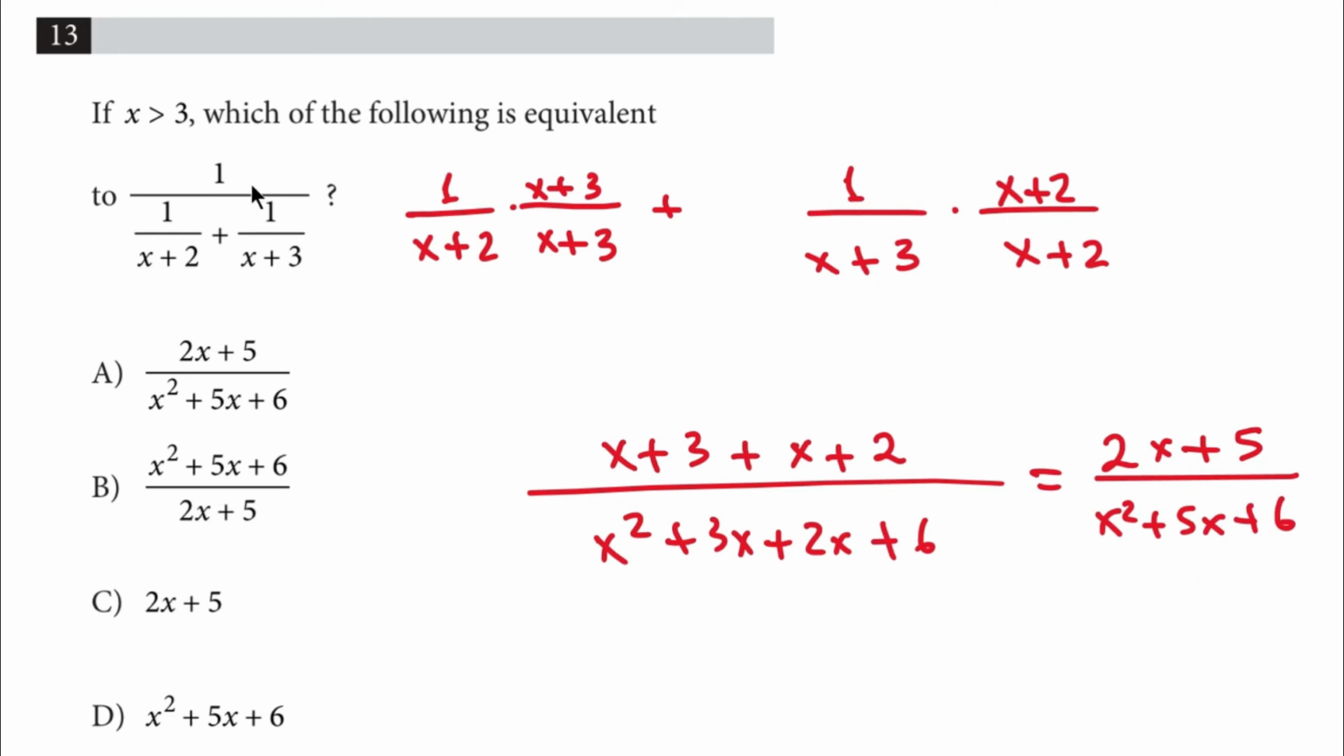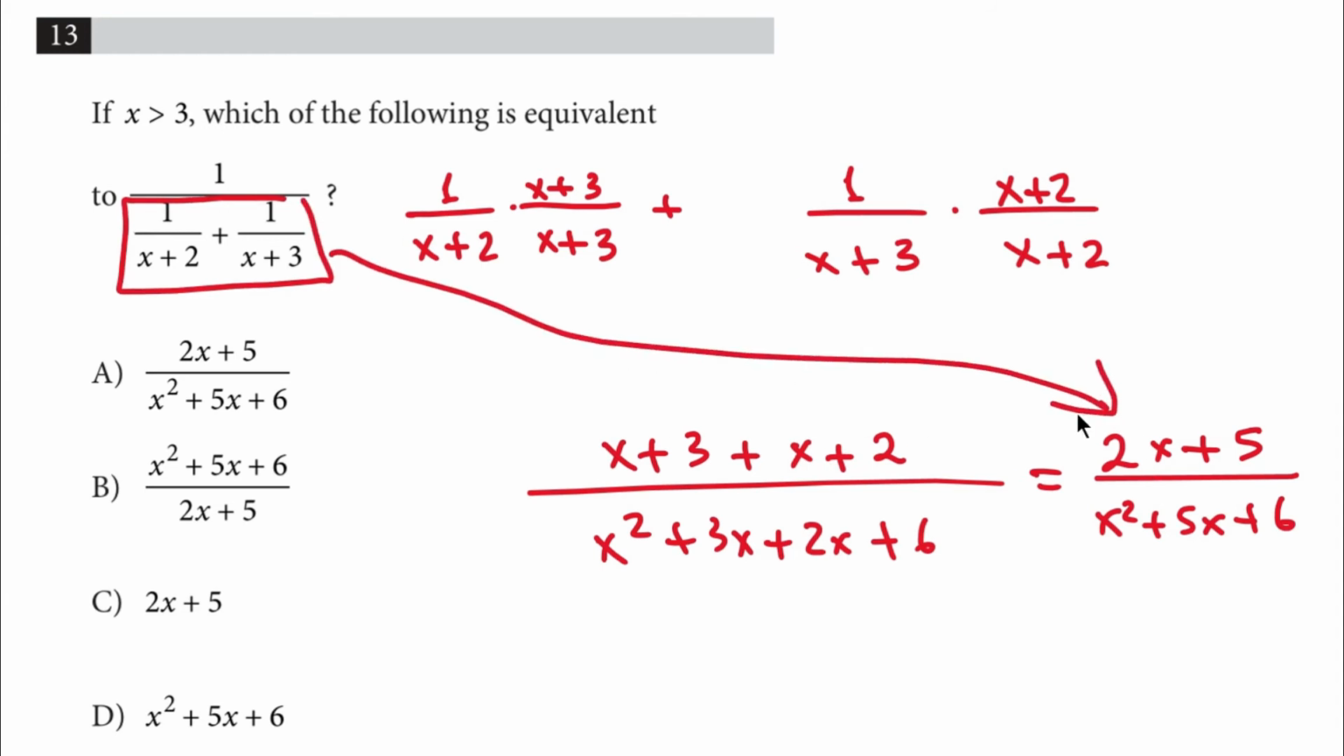Now you have to understand that this is equal to that, right? So that is equal to this whole thing. And we also have 1 at the top. So finally we get 1 over 2x plus 5 over x squared plus 5x plus 6. And if you know what this is about, then the rest is very easy.